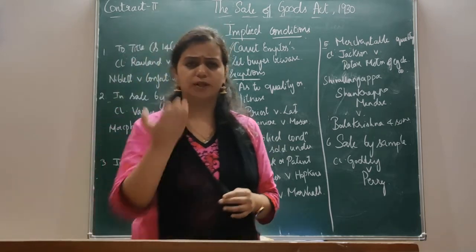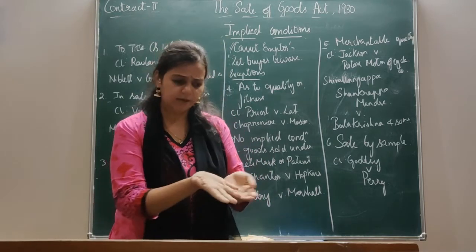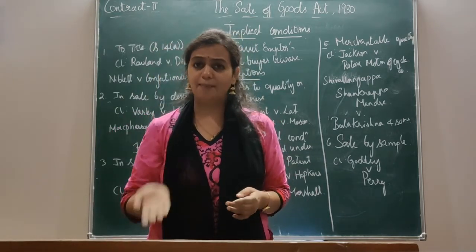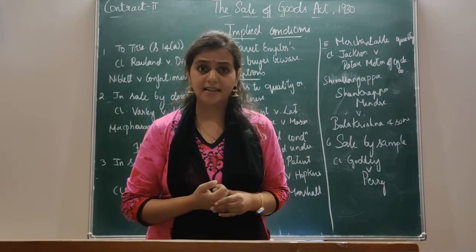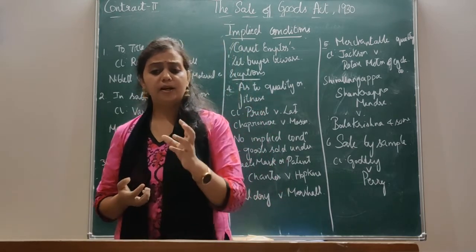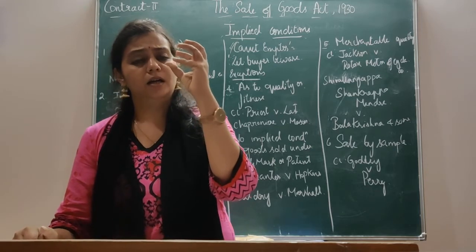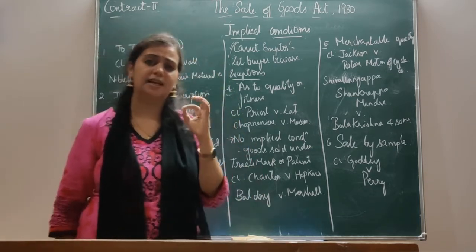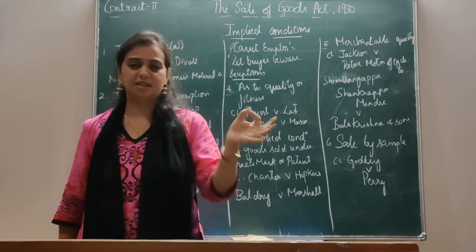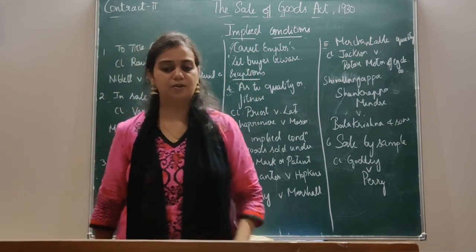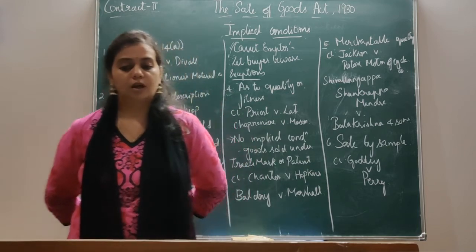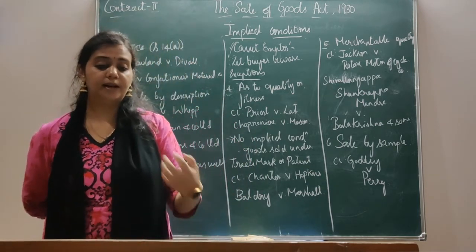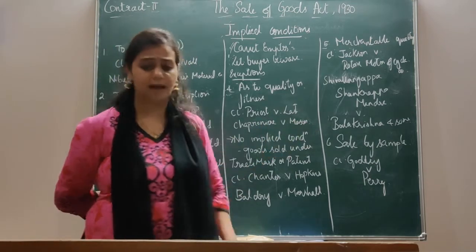You might have seen this when you go to some provision stores. They would have kept samples of rice, dal and all. So based on that sample, you are going to buy it in bulk, right? Same way, depending on the sample, it is assumed that it constitutes the true representative of the kind of goods that is to be supplied to the buyer. So under section 17 subsection 2, there are implied conditions relating to sample.